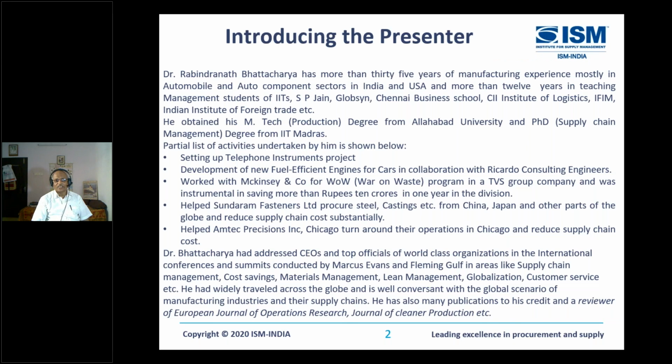The second slide shows my resume, so I don't want to repeat that. You can have a look at a later stage also. In fact, I spend most of my time in industries, and I did my PhD from IIT Madras after my retirement. So these are some of the projects I have taken up, and I was teaching for the last 12 years in various institutions, management institutes in India.